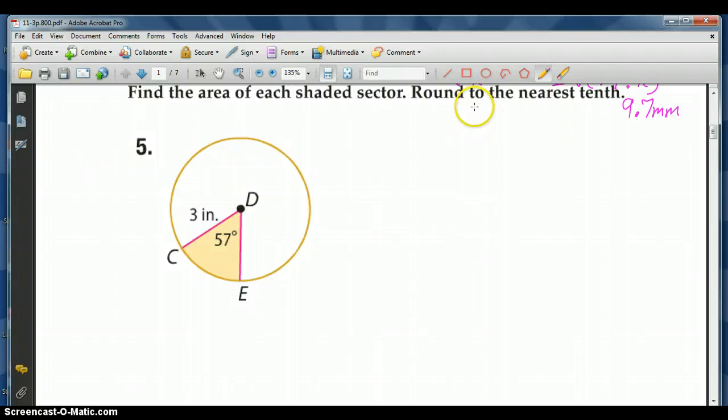Find the area of each shaded sector, round to the nearest tenth. The formula that we use is x over 360 times the area of the circle, pi r squared, where x stands for the central angle of the sector that you want to find the area of. So basically think of it as a fraction of the entire circle. So 57 out of 360, we're finding that fraction of the entire area.